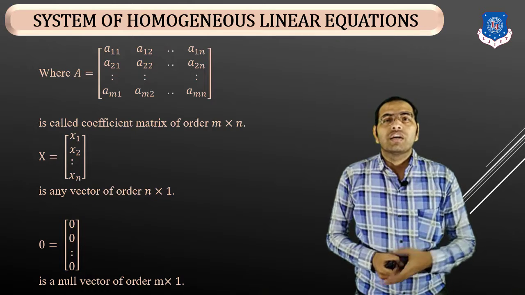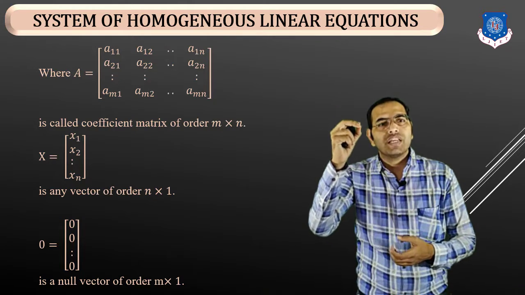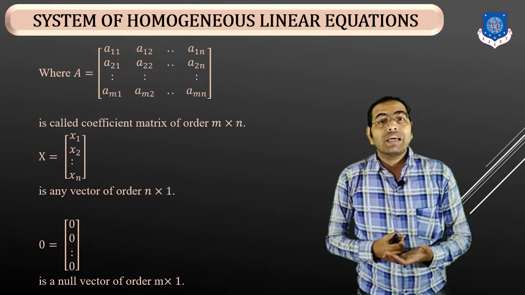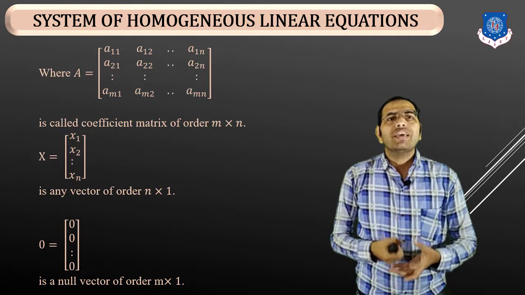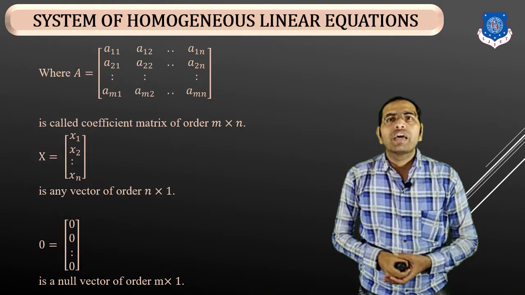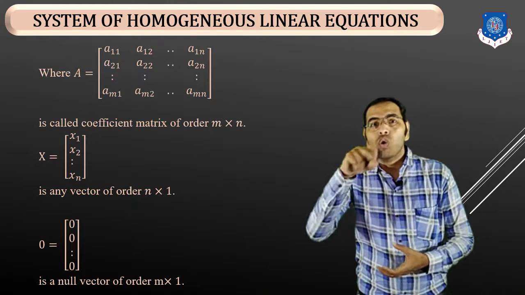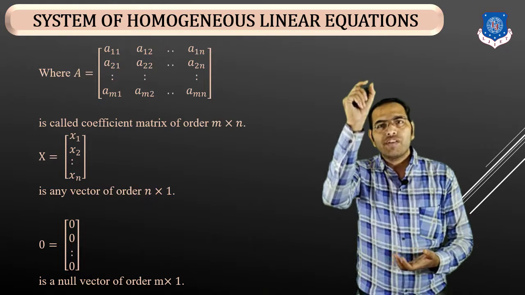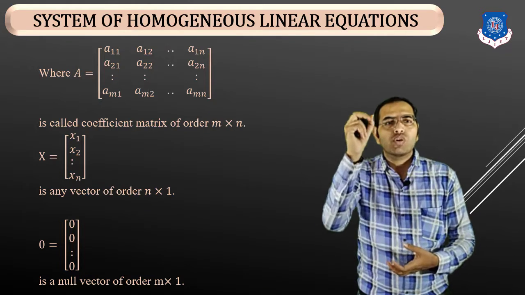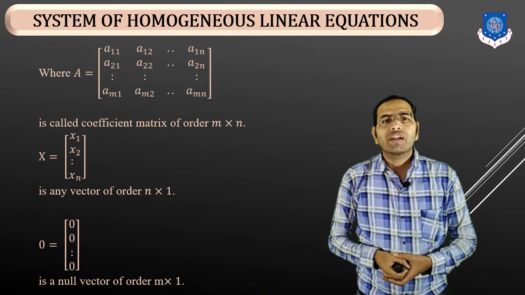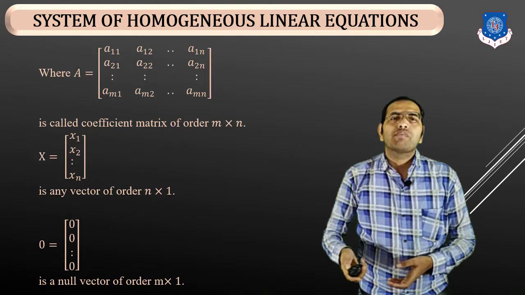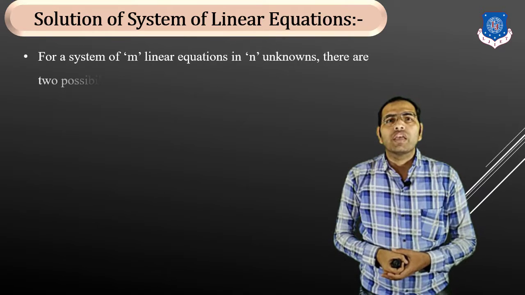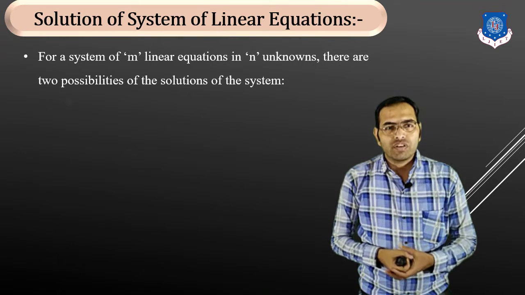Now let's see. Capital X is x1, x2, x3 up to xn. These are the variables in a column matrix, which is a vector of the order n cross 1, and O is indicated by the zero column vector. Each and every element of that column, that is 0, 0 up to 0, is a null vector of the order m cross 1. Now let's see the solution of the system of linear equations.